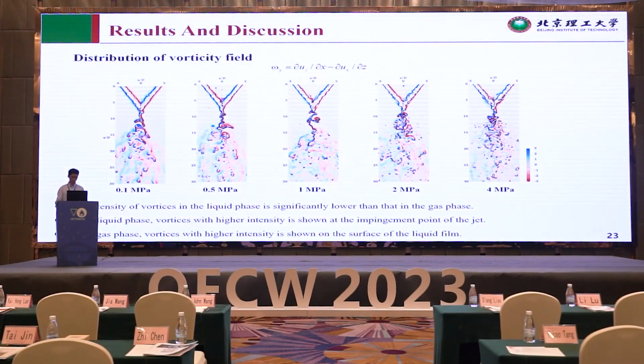Furthermore, we studied the distribution of the vorticity field and found that the intensity of vortices in the liquid phase is significantly lower than in the gas phase. In the liquid phase, vortices with higher intensity are shown at the impinging point of the jet. In the gas phase, vortices with higher intensities are shown on the surfaces of the liquid fluid.